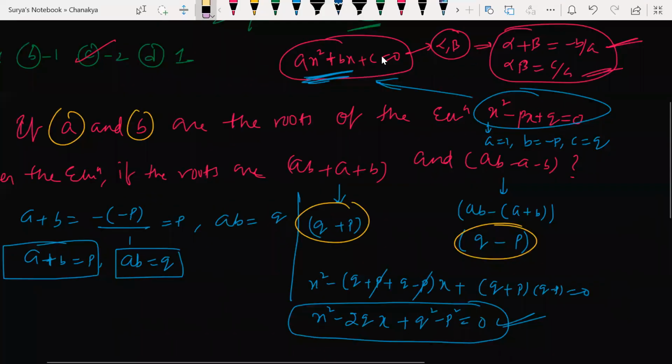I didn't understand. See, what happened, beta here is a plus b, and the a b value I substituted here. See here, what I did here is q, the a b value q, correct? And this a plus b value plus p. That is what I substituted.